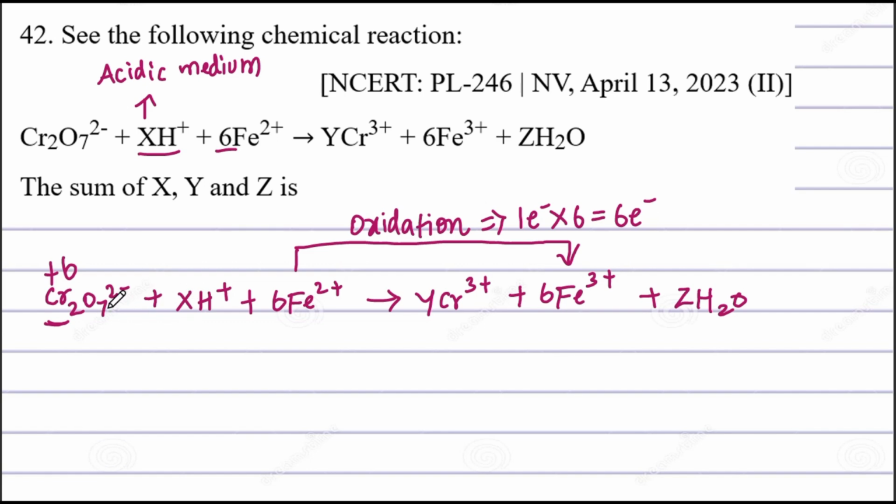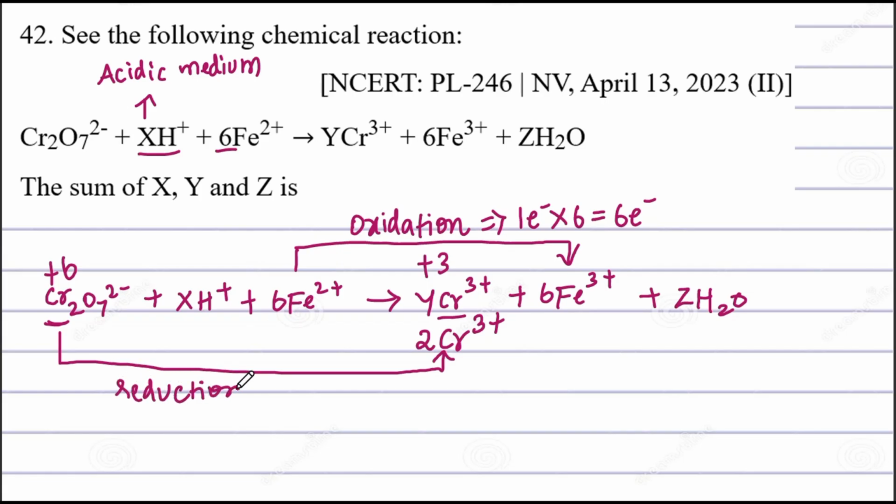So in acidic medium, chromium is converted to Cr3 plus. And how many atoms are present in the reactant? 2 Cr is present. So the product will have 2 Cr3 plus. So the oxidation state changes from plus 6 to plus 3. So decrease in oxidation state is reduction. And what is the difference? The difference is 3 electrons. And how many atoms are involved? 2 atoms are involved. So 3 into 2 is equal to 6 electrons.